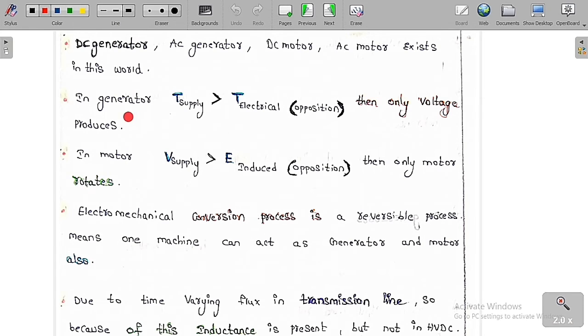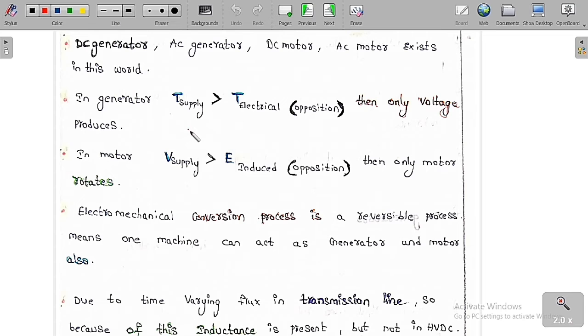In a generator, the supply torque should always be given against the electrical torque, which is always opposite to the supply torque, and then only is the voltage going to be produced. Always in a generator, you need to rotate the shaft in the magnetic field. Whenever you rotate the shaft, that torque is called the supply torque, or mechanical torque. The opposition to the mechanical torque is called the electrical torque, which means the mechanical torque and electrical torque are always in opposite directions.